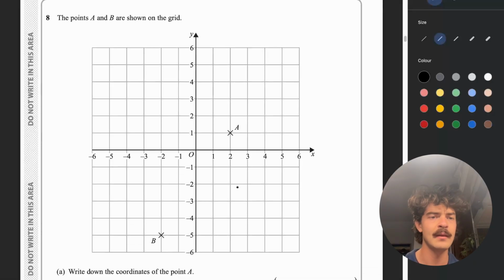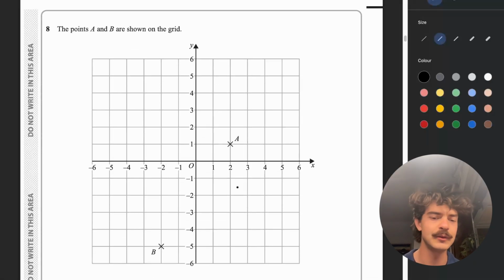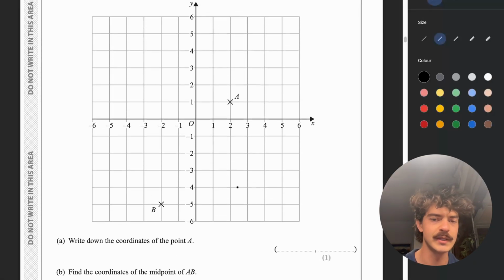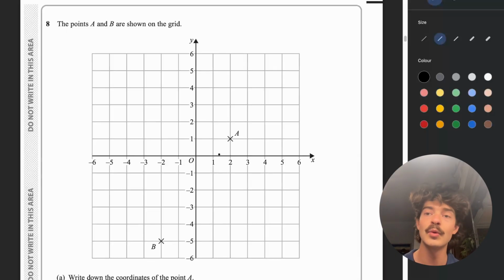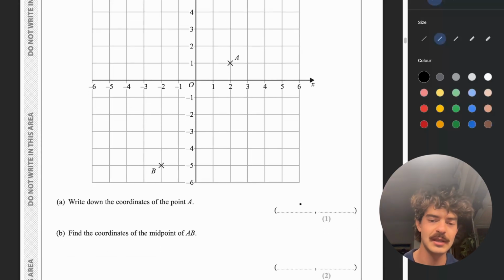Okay. The points A and B are shown on a grid. Write down the coordinates of point A. Right? Coordinates, you describe your x coordinate first and then your y coordinate second. So this is 2 across and 1 up. So that's going to be 2, 1.